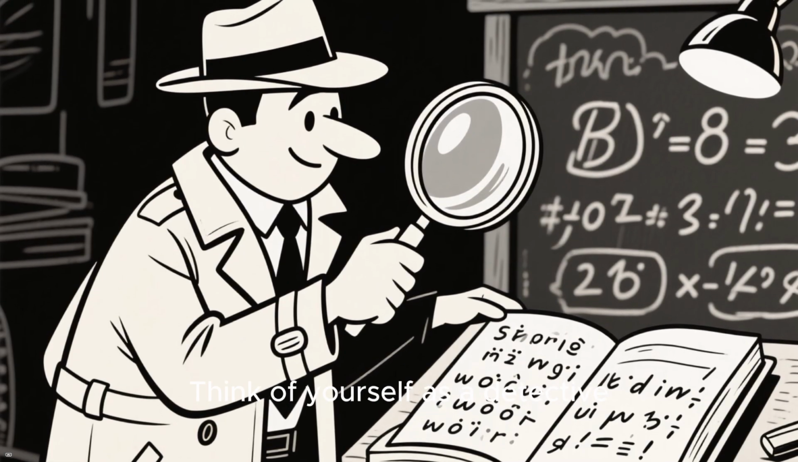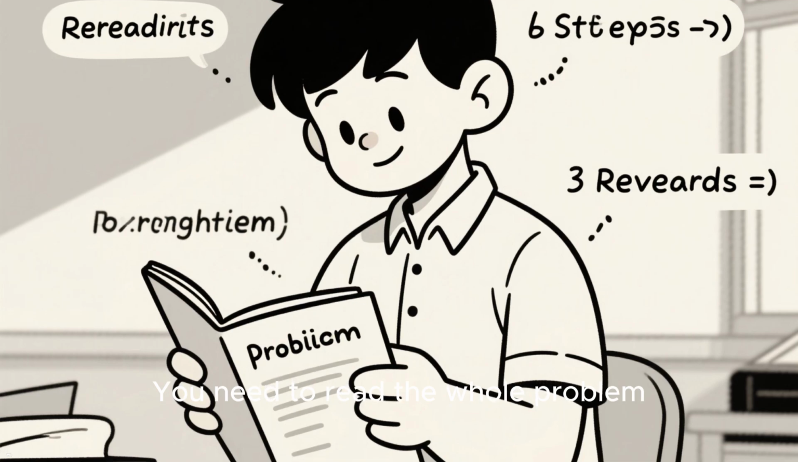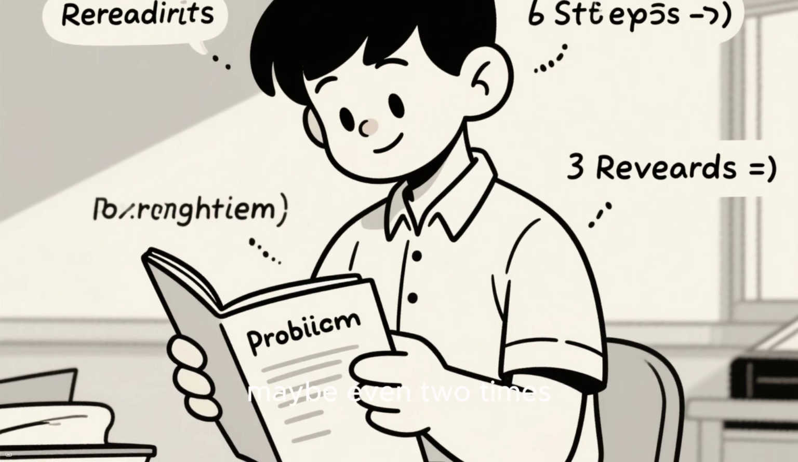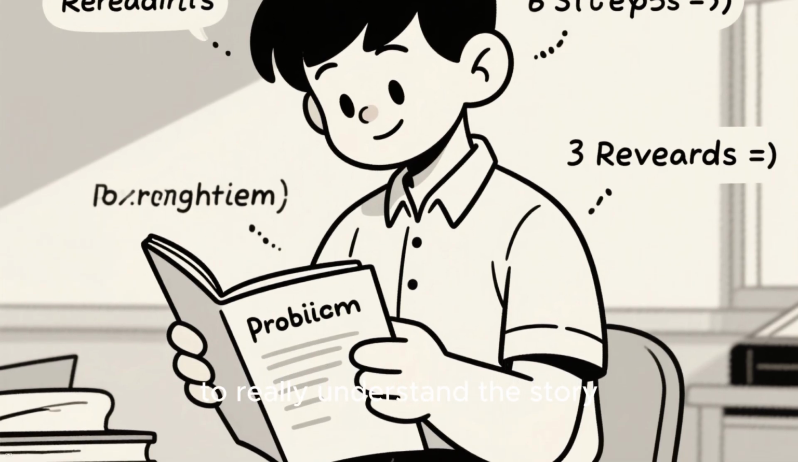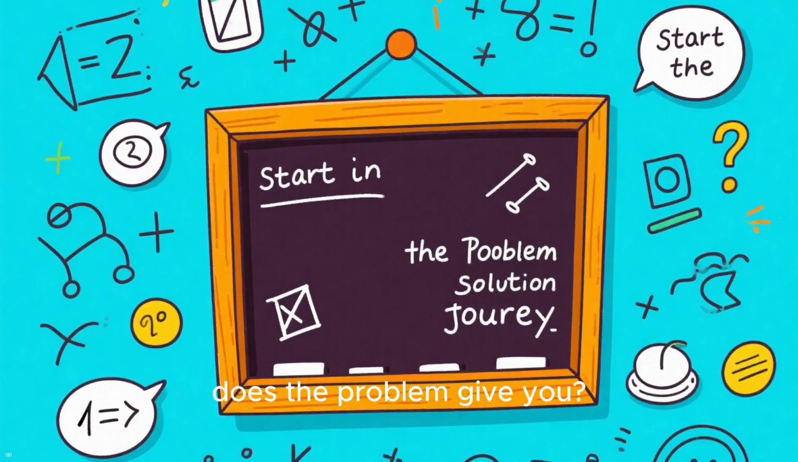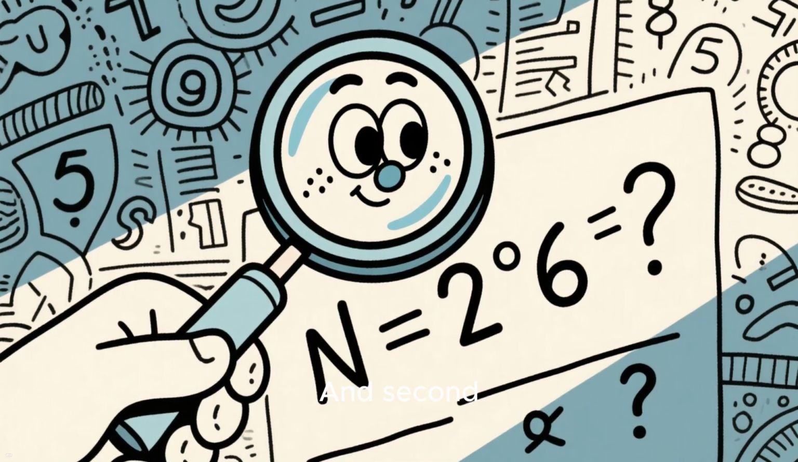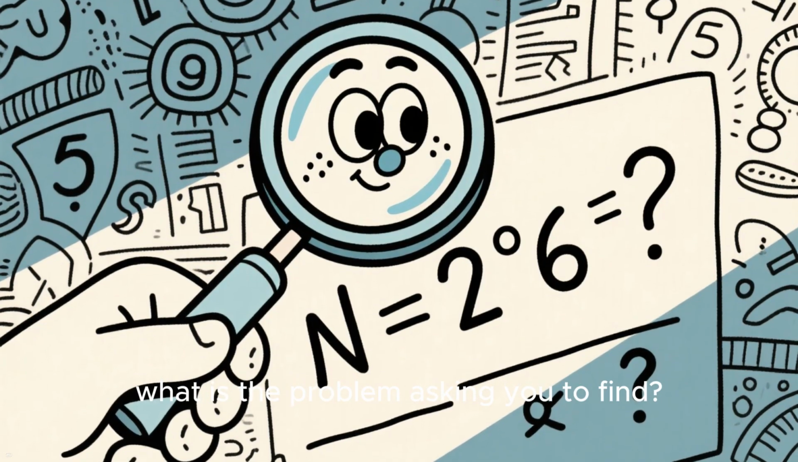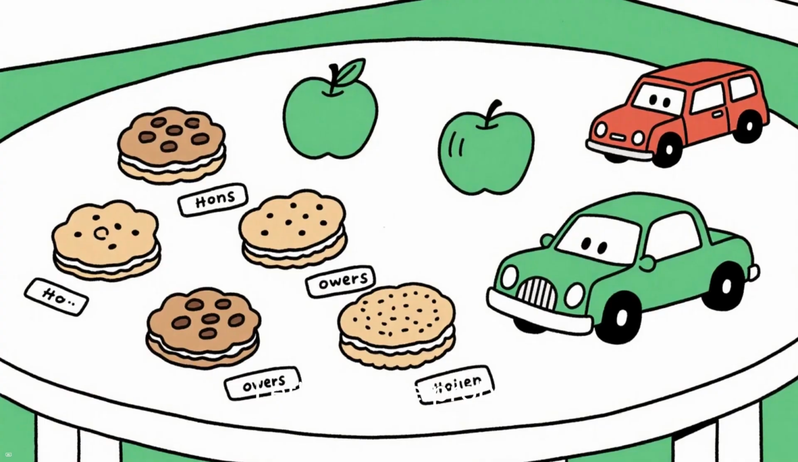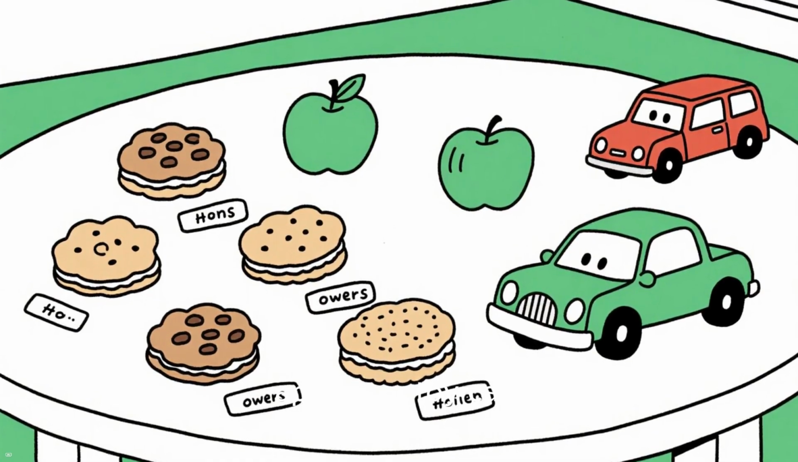Think of yourself as a detective looking for clues. You need to read the whole problem, maybe even 2 times, to really understand the story. Your first job is to find out 2 things. What information does the problem give you? These are your clues. And second, what is the problem asking you to find? That's your mission.